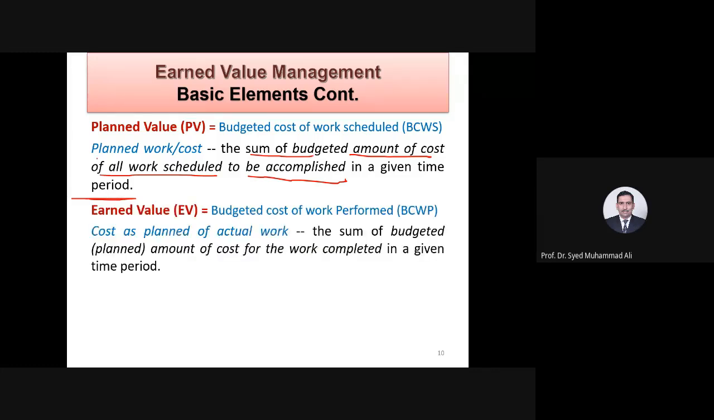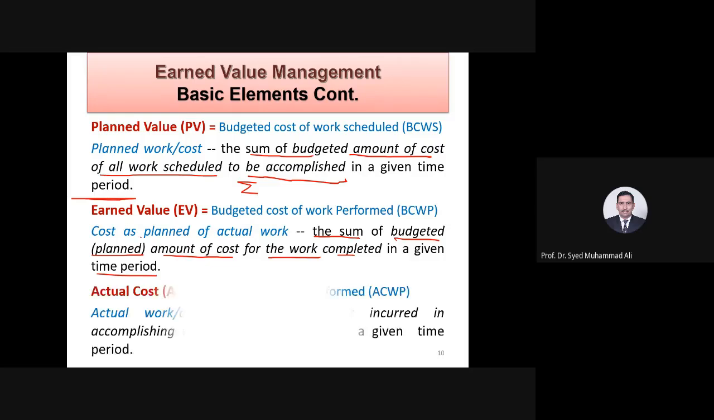Earned value, the sum of, we are talking of cumulated values, summation. The sum of budgeted, which is planned, amount of cost for the work completed in a given time period. At any particular day, for example today, 8th of June, what is the situation? This is as per budget. Slightly still confusing, but just hold on, it will get clear when I show you the figure in the next slide. But just remember for now, that one is the planned, one is the earned.